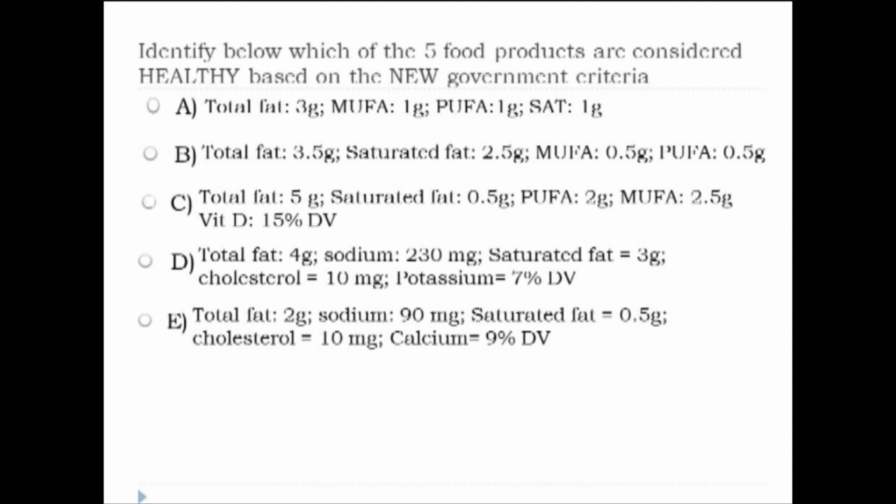There's no healthy fat profile in the D option, so it can't be that one. And the same thing for E. There's no healthy fat profile. There's only saturated fat. We don't see the PUFAs or the MUFAs, which are the polyunsaturates and the monounsaturates. And we see that the total fat is at 2 grams, which is low. So the correct answer then is C.